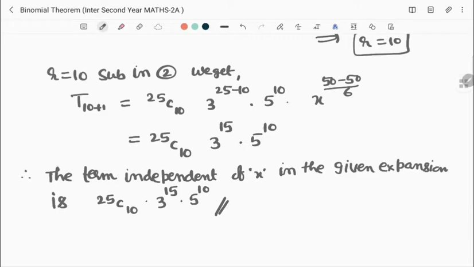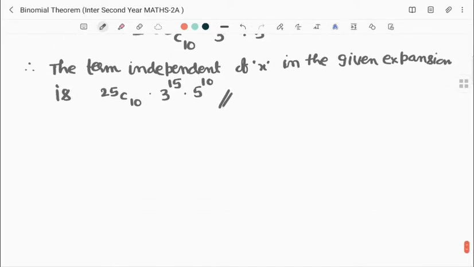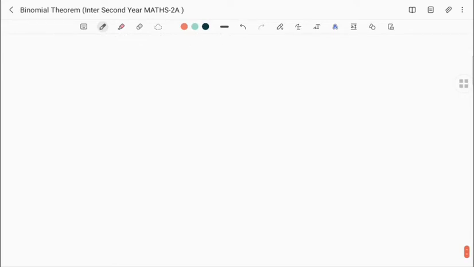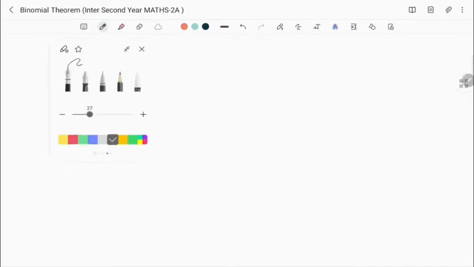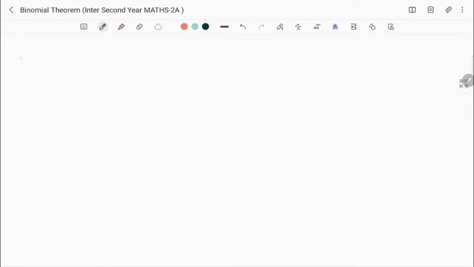We will move to the next concept, middle term. I hope everyone understands about independent term and general term, calculating the coefficient of x power minus n or x power n, those concepts. Now the concept is middle term. Calculating the middle term is based on the index, that is n. When n is an even number, when n is an odd number, we will discuss the cases.